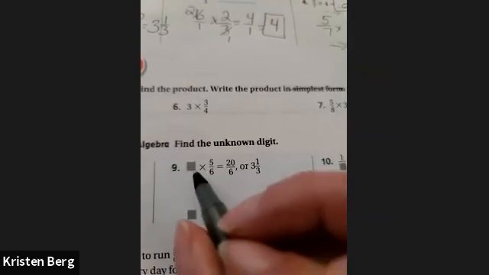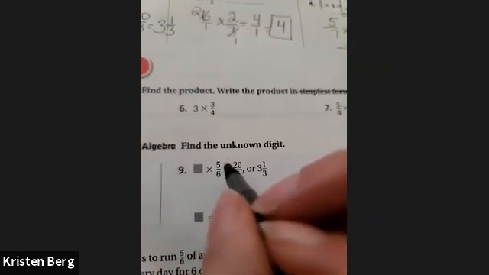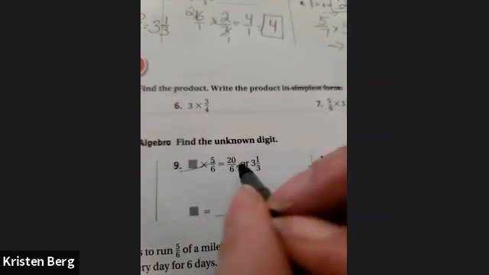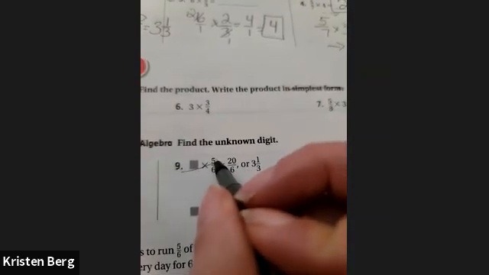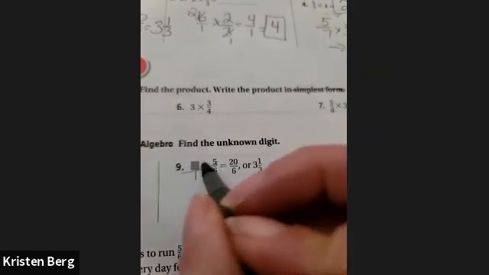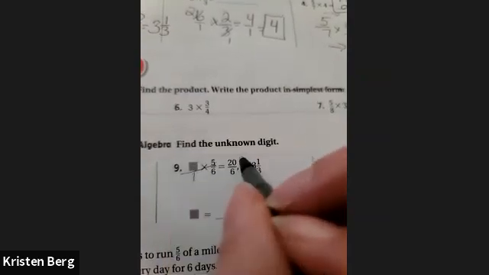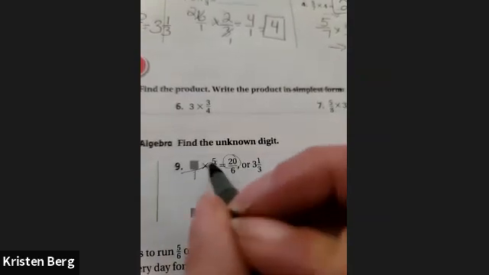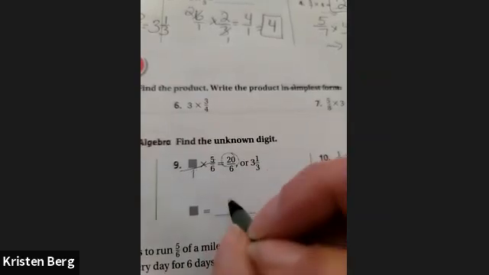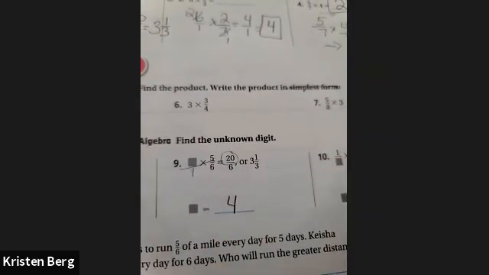Here, they wanted to know what number would be here to make this statement true. So it's saying 5 times what will equal your 20. So in order to make this statement true, it would have been a 4, because 4 times 5 equals 20.